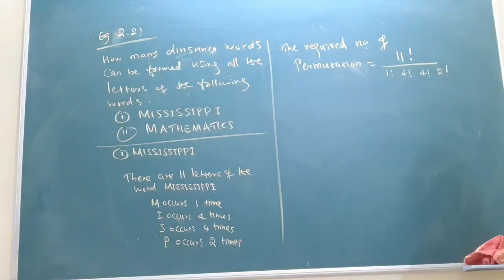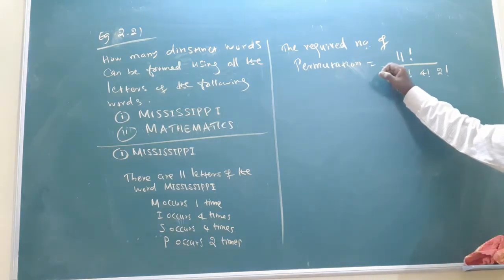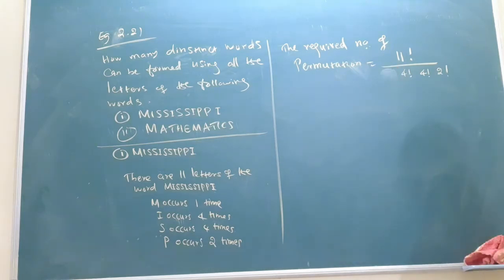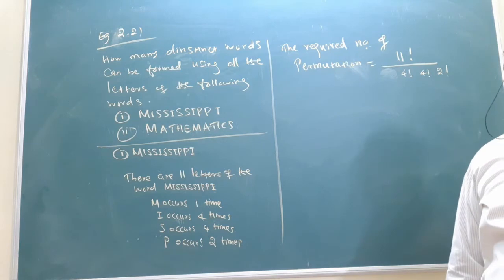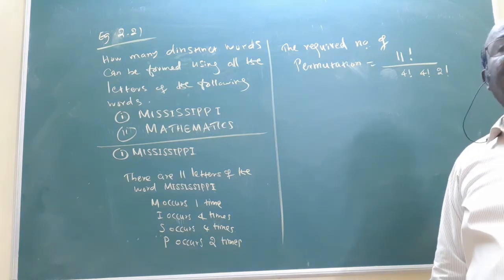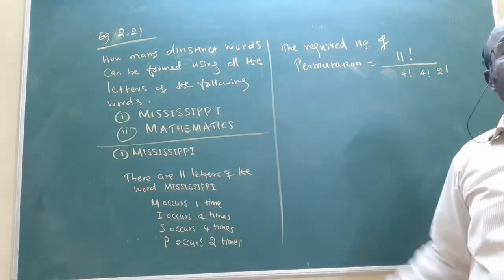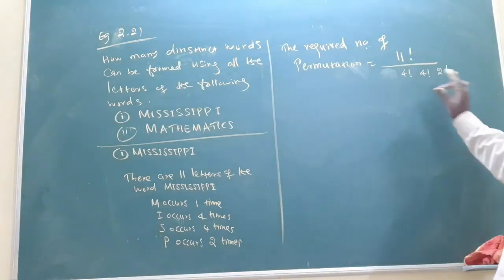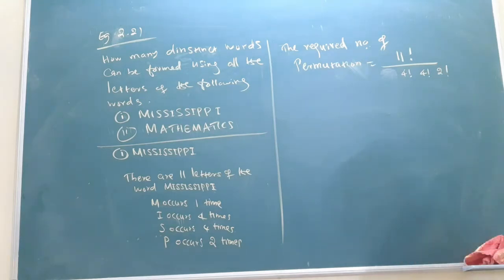Need not simplify this one. Suppose simplification is lengthy, a long calculation will come. 1 factorial is 1, so need not write. 4 factorial is 1 into 2 into 3 into 4, again 1 into 2 into 3 into 4, and 2 factorial is 1 into 2. 11 factorial means 1 into 2 into 3 into 4 into 5 into 6 into 7 into 8 into 9 into 10 into 11. If we multiply all the numbers, we get a bigger quantity. That's why need not multiply. This is the answer. Very simple concept.